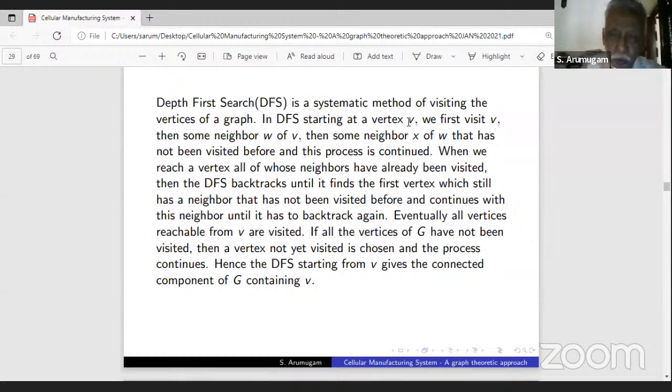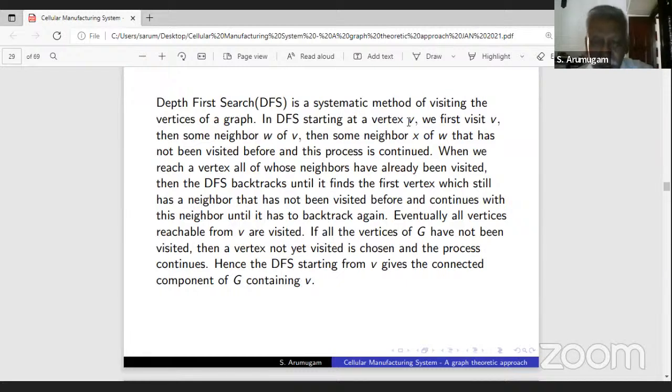Suppose you started with V1, you visited V3, you visited V7, you visited V9, you visited V11. Now all the neighbors of V11 have already been visited. Go back, retract, go to V9. If there's an unvisited neighbor, start from there and continue the algorithm. So keep moving until you reach a vertex which has an unvisited neighbor, and from that vertex, continue the visiting process.